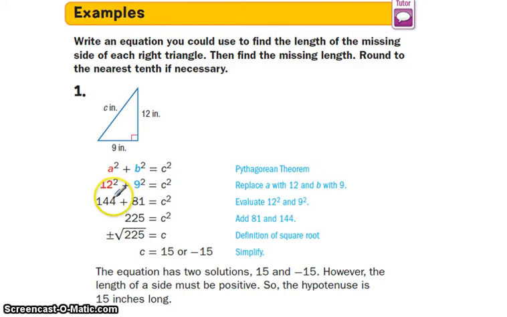So 12 squared is 144. 9 squared is 81. After we square them, we add them up, and we get 225. Our goal is to get c by itself. So if you look here, we have c squared. We don't want c squared. We have to get c. The opposite of squaring something is taking the square root of it. And the square root of 225 is 15. So this missing length right here is 15. And that makes sense. It has to be larger than 9 and 12.